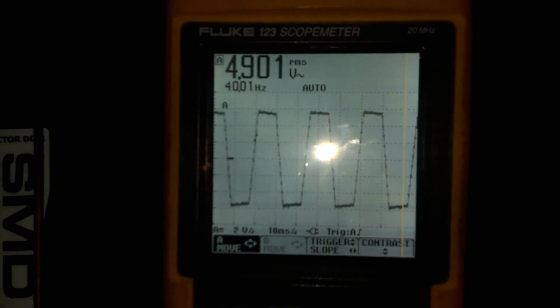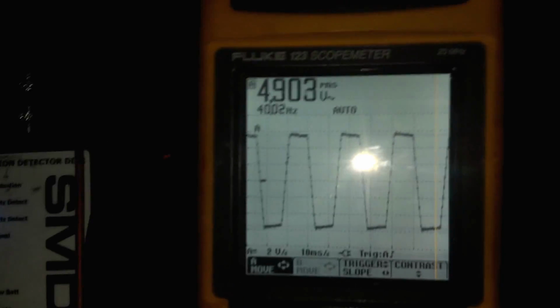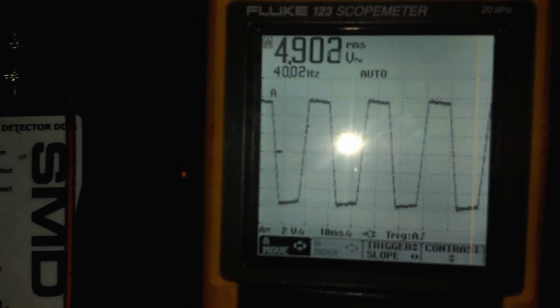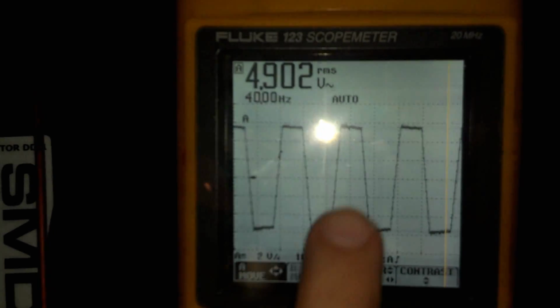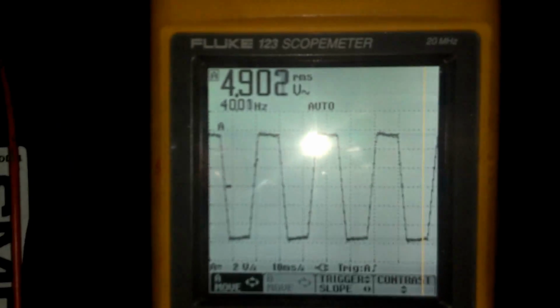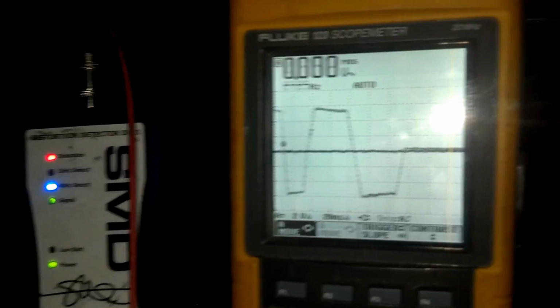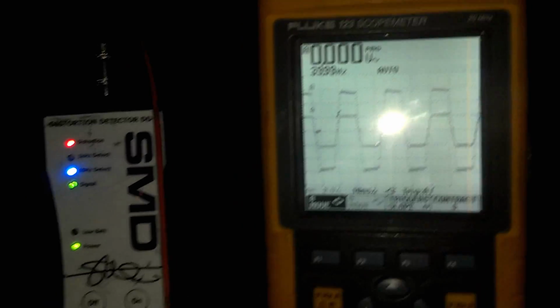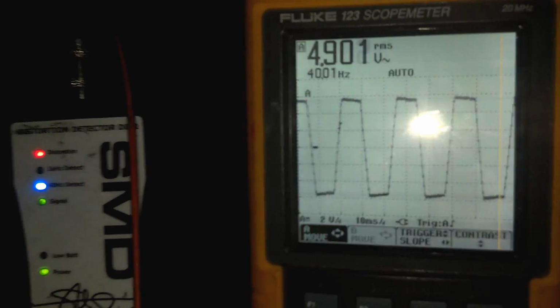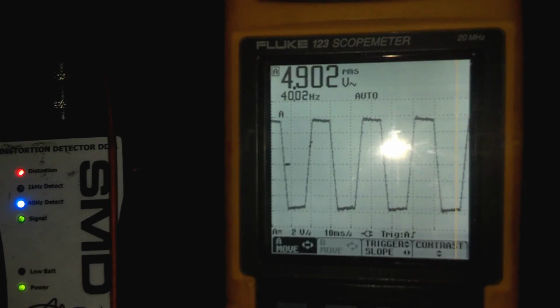So why does it say 4.9 volts? Notice it says RMS. RMS is a calculation. It means root, mean, squared. So the amount of time that it spends at maximum is factored in. Root mean squared is as though the wave is nice and round. But since this wave is not nice and round, it spends a lot more time at maximum. So the calculation tells it that it's a much higher voltage than it is.